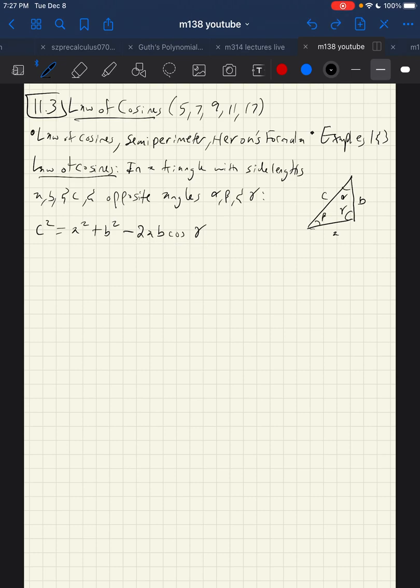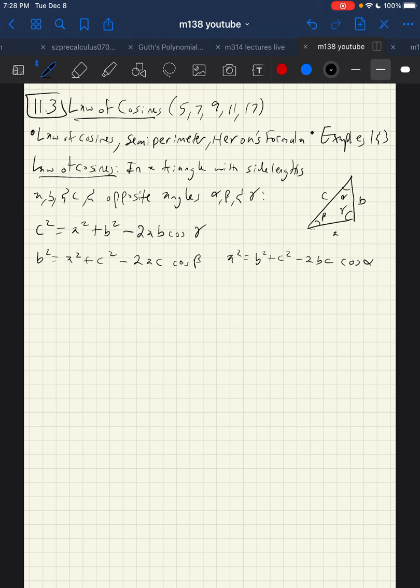Now, like I said, this is one of the 3 ways to write down the law of cosines. The other ways being, of course, b squared equals a squared plus c squared minus 2ac cosine beta, and a squared equals b squared plus c squared minus 2bc cosine alpha. This is how these work.